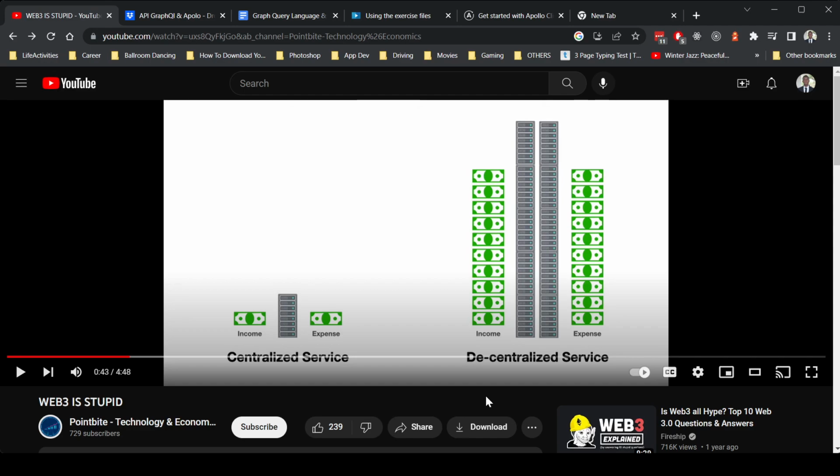So right now, this person is talking about centralized and decentralized services. And basically he's talking about databases, right? And he's saying that these databases that are going to be decentralized are going to cost more than the centralized businesses in a sense.